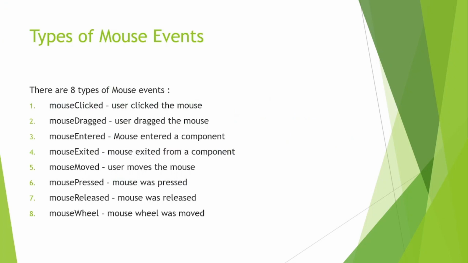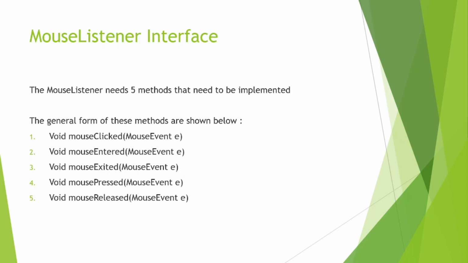Now there are 8 types of mouse events. First, mouse clicked, mouse dragged, mouse entered, mouse exited, mouse moved, mouse pressed, mouse released, and mouse wheel. Their descriptions are given below and are easy to understand. Now, the mouse listener interface. The mouse listener needs 5 methods to be implemented. The rest 3 have default code written in them. So the general form of these methods is shown below.